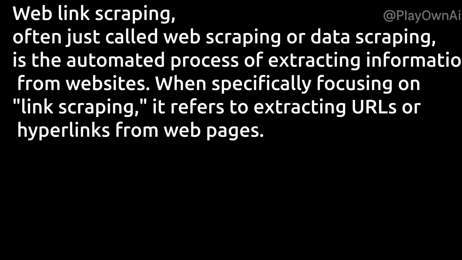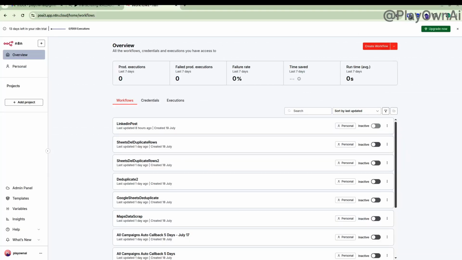We'll build WebLinkScraping. That AI-powered WebLinkScraping automatically fetches a website's HTML, converts it to Markdown, extracts all outbound links, summarizes content, and outputs. Launch a new N8N workflow and rename it WebLinkScraping.